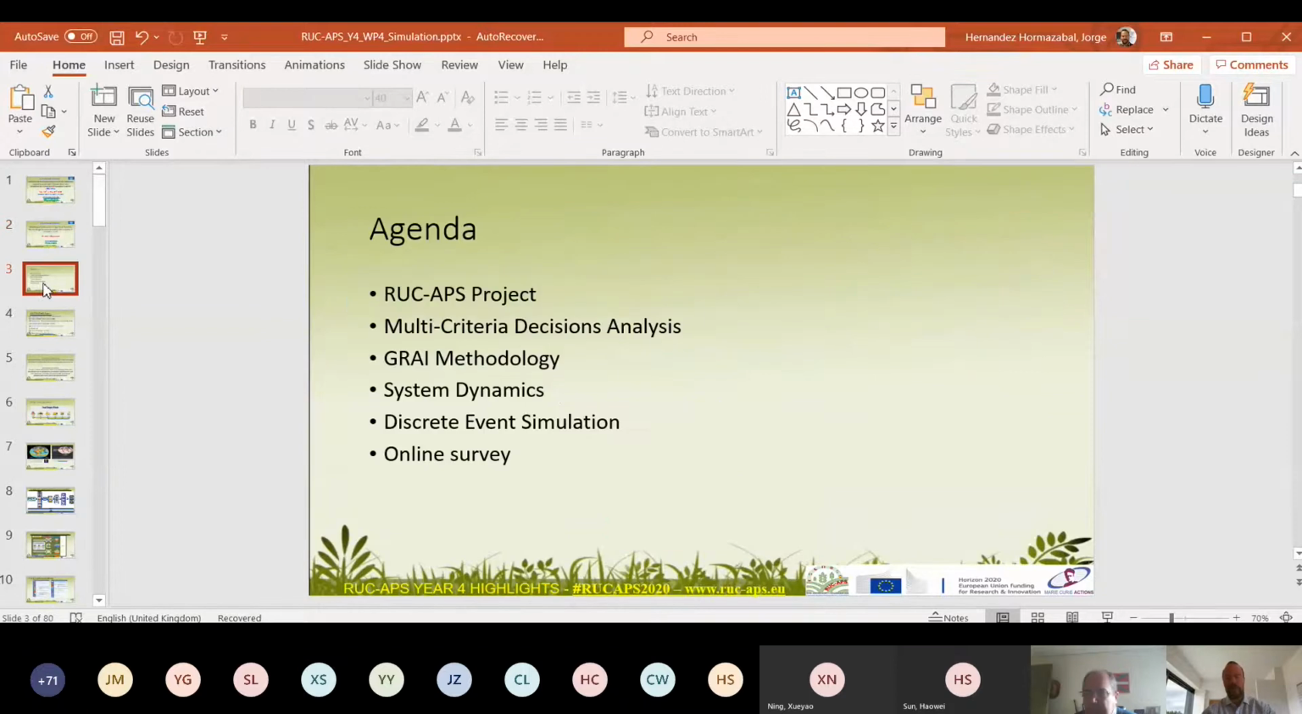The agenda for today is that I'm going to describe a little bit what the RUC APS project is. Then I'm going to cover 4 types of modeling and simulation techniques that we have been using in real agri-food related environments, so that you can understand how different types of simulation tools or methods can be applied in different environments or domains in a very easy manner.